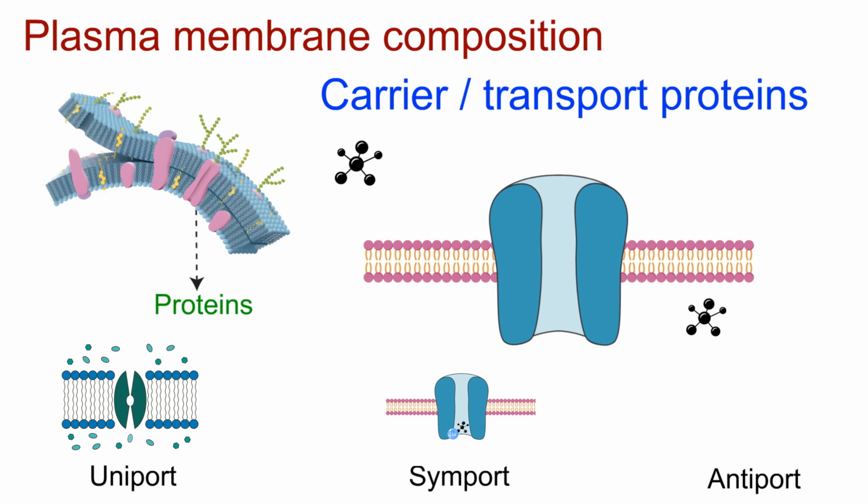Symport moves two different molecules in the same direction. For instance, the sodium-glucose symporter transports both sodium ions and glucose together into the cell. Antiport moves two different molecules in opposite directions. A common example is the sodium-potassium pump, which pushes sodium ions out of the cell while bringing potassium ions in.